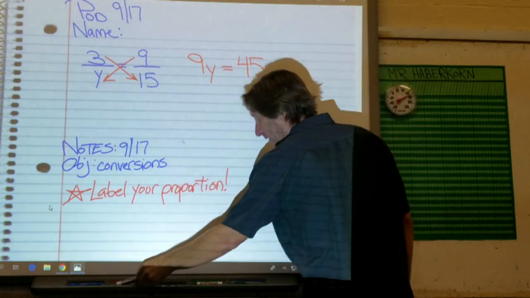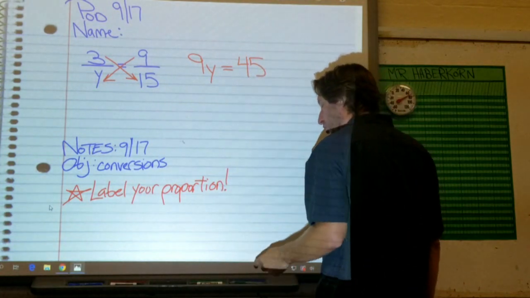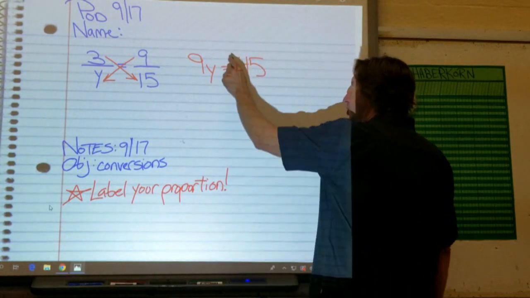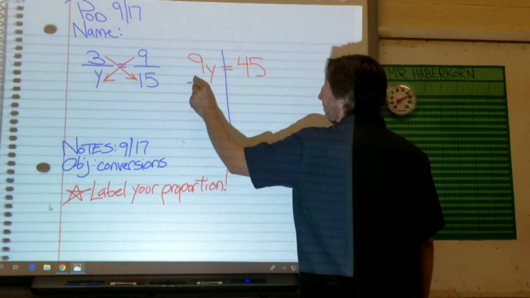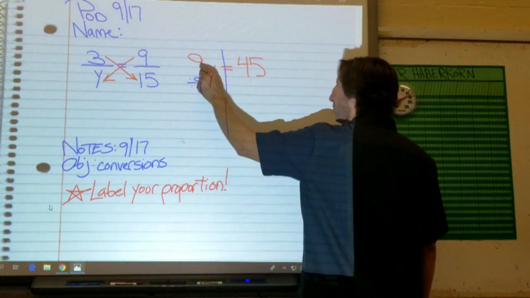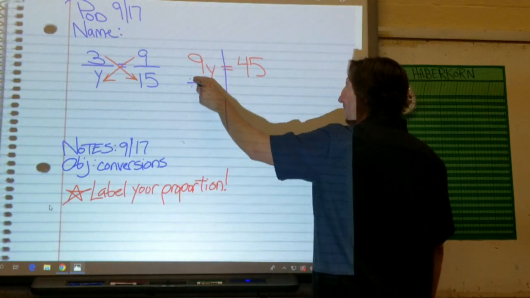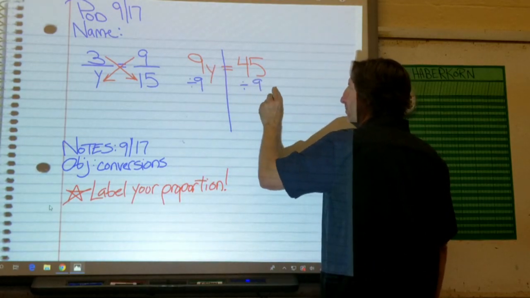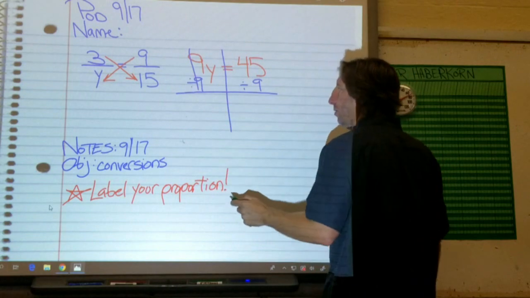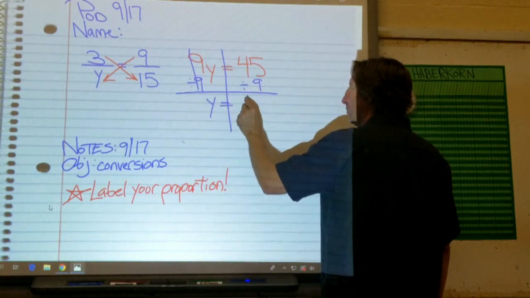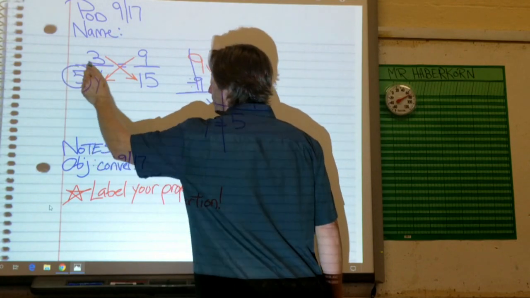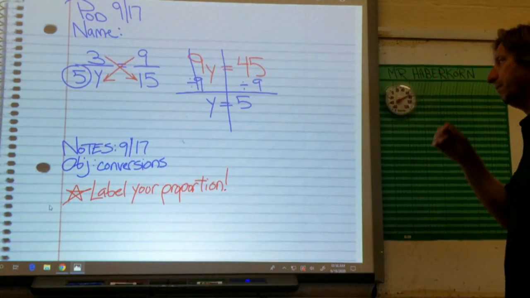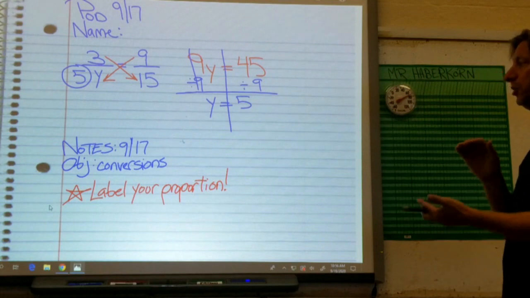And then, yeah, I know you guys can do these in your head, but I still want you to show your work so that when we get into bigger equations, you'll get used to doing that. You'll get used to dividing by 9, because this is multiply when they're touching. So we do the opposite, divide by 9 on each side. Cancel that out, and I get y equals 5. So 3 over 5 is equal to 9 over 15. All right, this is going to help us today doing these proportions.